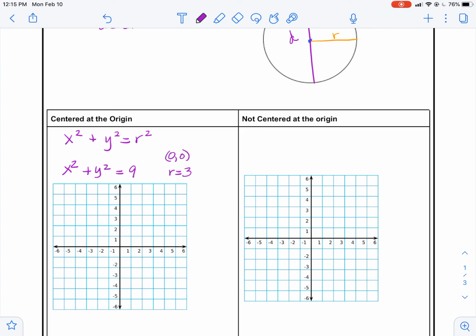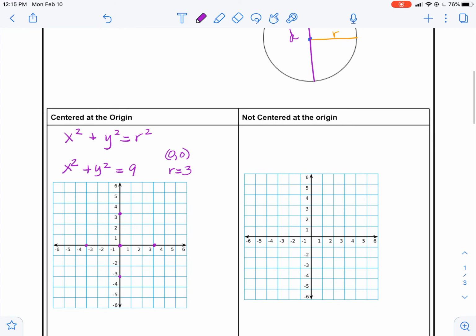When I go to draw that circle, my center is at 0, 0. My radius is 3, so I can draw a radius over to the right 3, then up 3, another radius left 3, and down 3. Doing the other points would be a little more difficult, so I'm just going to go in and sketch a circle the best that I can.